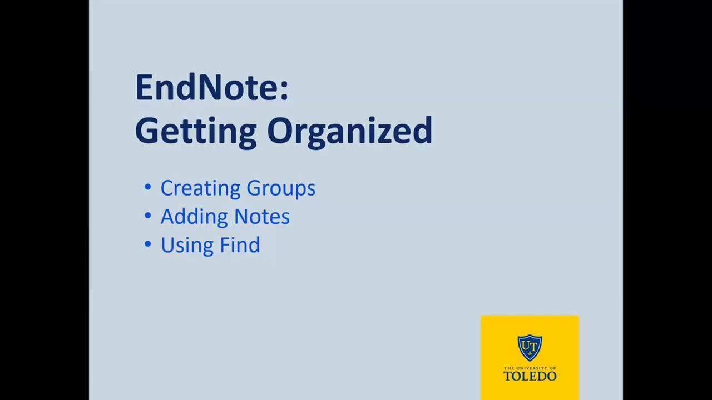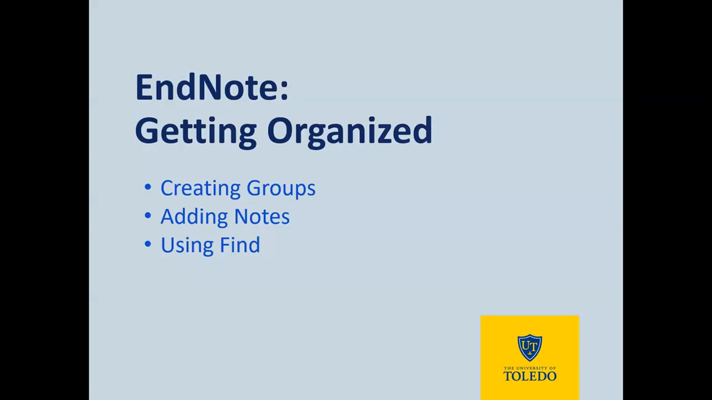So often the next step after you have imported references and attached full text would be to organize your references according to how you're going to use this research in your workflow. There's a couple ways you might do this. One would be to create folders or groups to keep sets of references together that logically go together in your mind. Another way would be to add your own notes to these references so that you can remember what's important for you about them. And then finally, we'll cover how you can use the find functions in EndNote to look for references within a larger library.